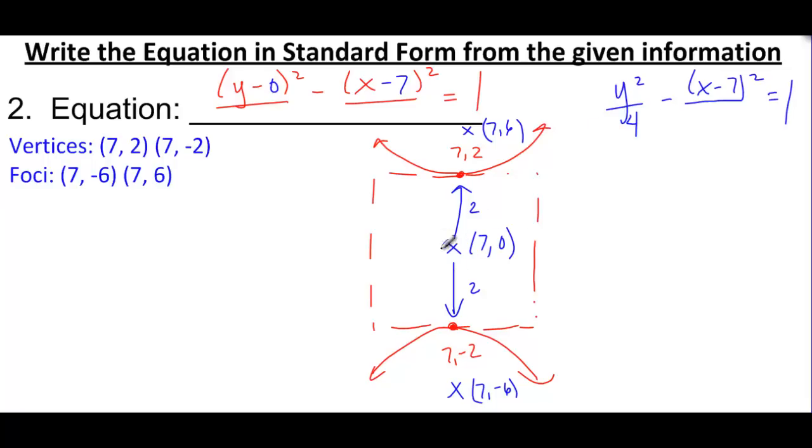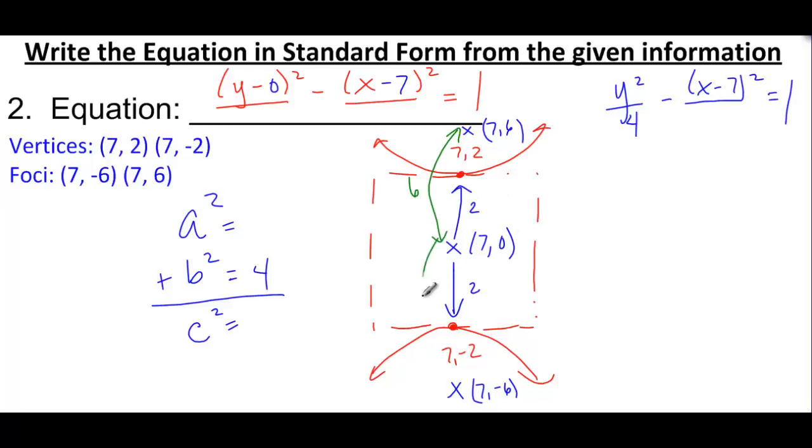But again, I don't know how much I move left or right, and that's where my a squared plus b squared equals c squared is going to come into play. I know the b squared is 4, and now c, how much did I move from my center to each focal point? Well, if I count here from 7, 0 to 7, 6, I move 6. And again, the same thing here is 6. You don't have to draw both of them in, but it's nice to double check, which means c squared is 36. So what plus 4 is 36? And the answer is 32. And then that would be my final answer in standard form.